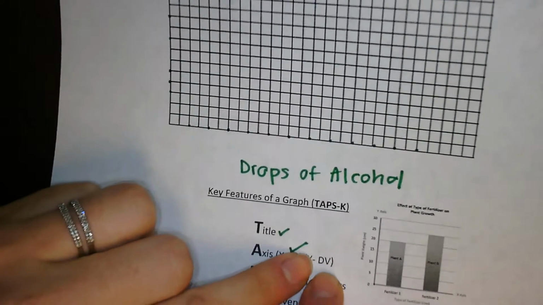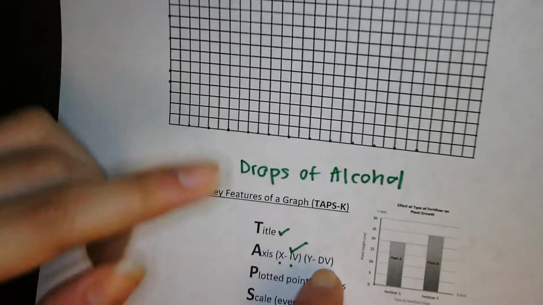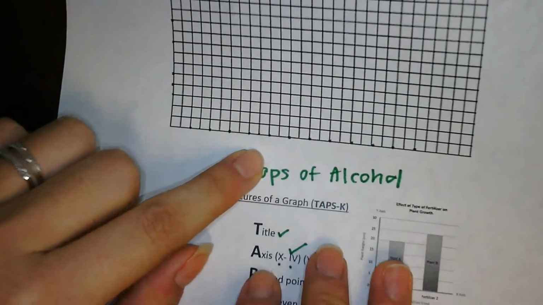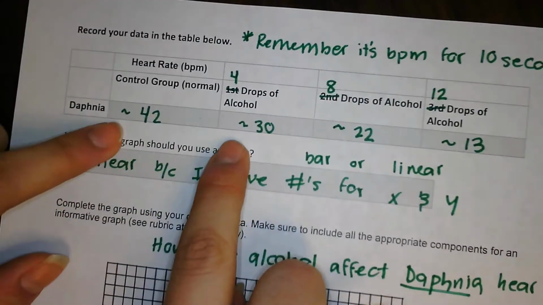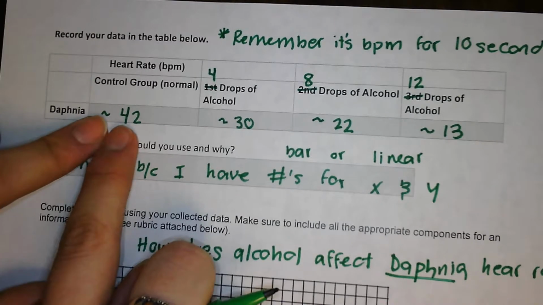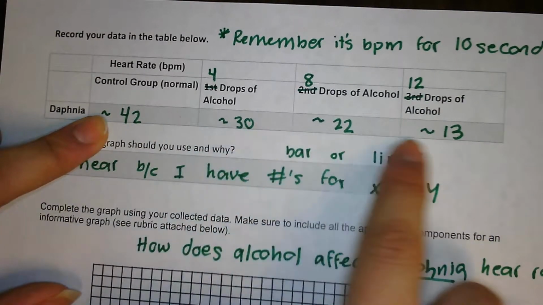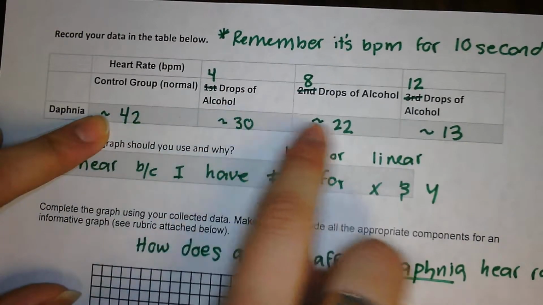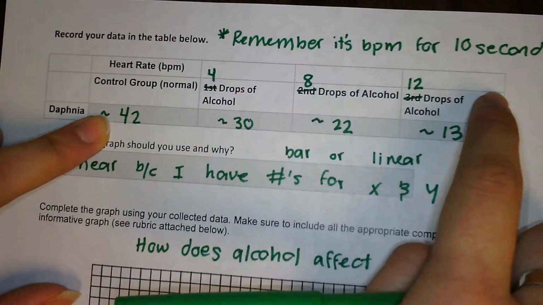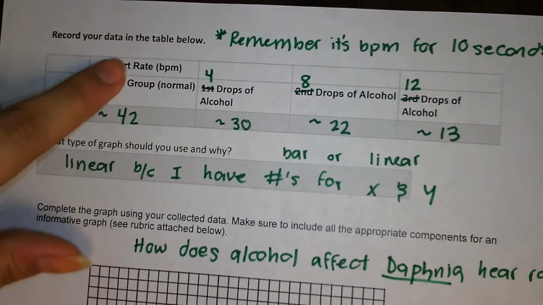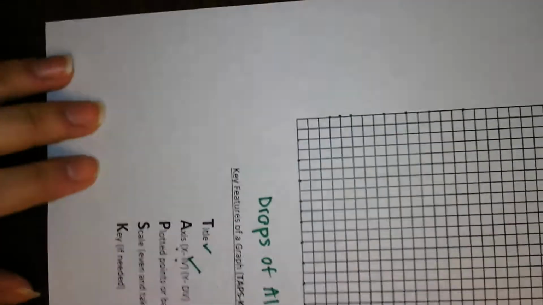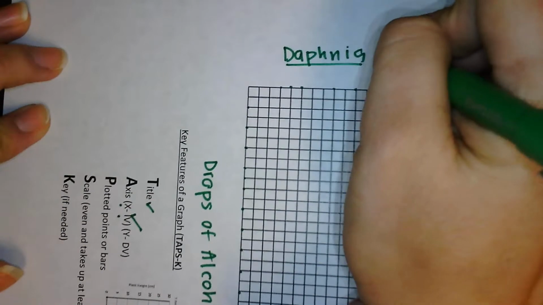My y-axis is what I am measuring or what I am observing based on what I can control. So what I was observing and counting is the heart rate of my little fly, of my Daphnia. I did not control this. I basically just observe it from the video. I had nothing to do with this. All I can control is the alcohol. So this is what I'm observing. So Daphnia heart rate would be my y-axis. Daphnia heart rate.